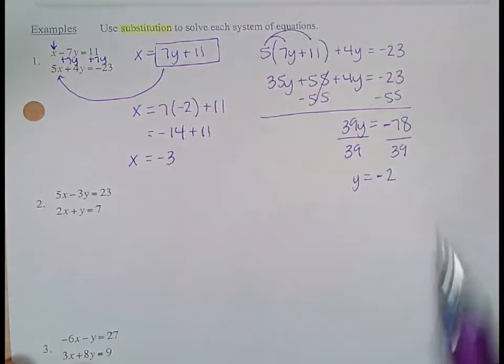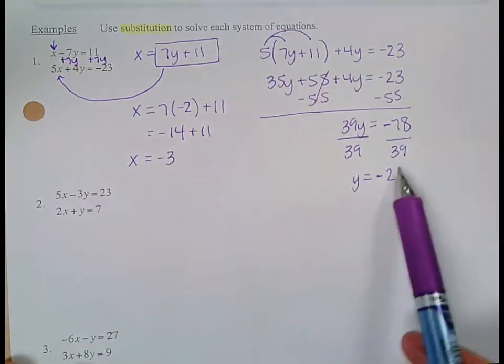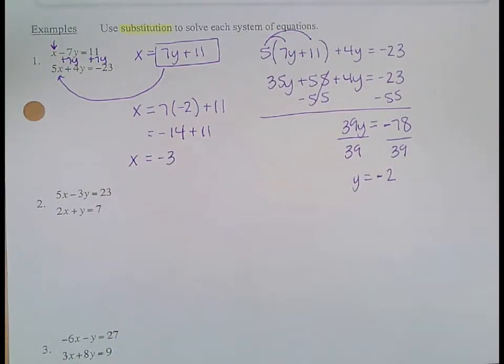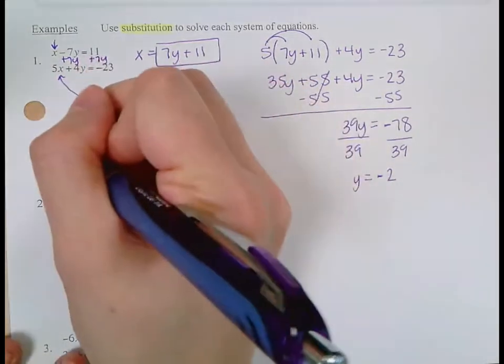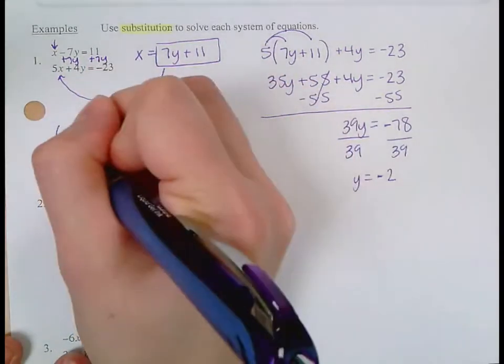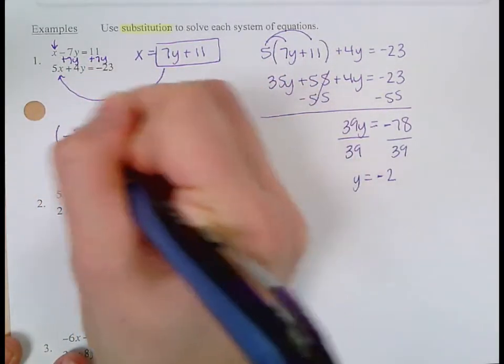And then please do not circle the x value, circle the y value, and make it look like you have two answers. Your answer is the ordered pair. It's where the lines would intersect. Even though we're not graphing it, that's what it represents. So write it as an ordered pair. This would be negative 3, negative 2.